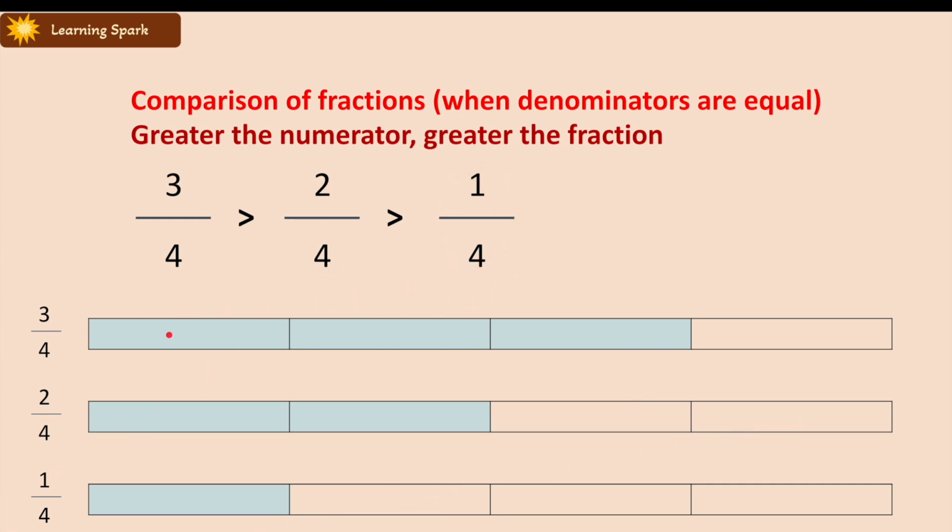The only difference is in the first case we are taking 3 parts, so it becomes 3 by 4. In the second case we take 2 parts, so it becomes 2 by 4. And in the third case, we take one part. So very clearly, you see that this is greater than this and this is greater than this. So 3 by 4 is greater than 2 by 4, 2 by 4 is greater than 1 by 4. As a rule, you should remember, greater the numerator, greater the fraction. So if the denominators are all equal, if the numerator is greater, then the fraction is greater.